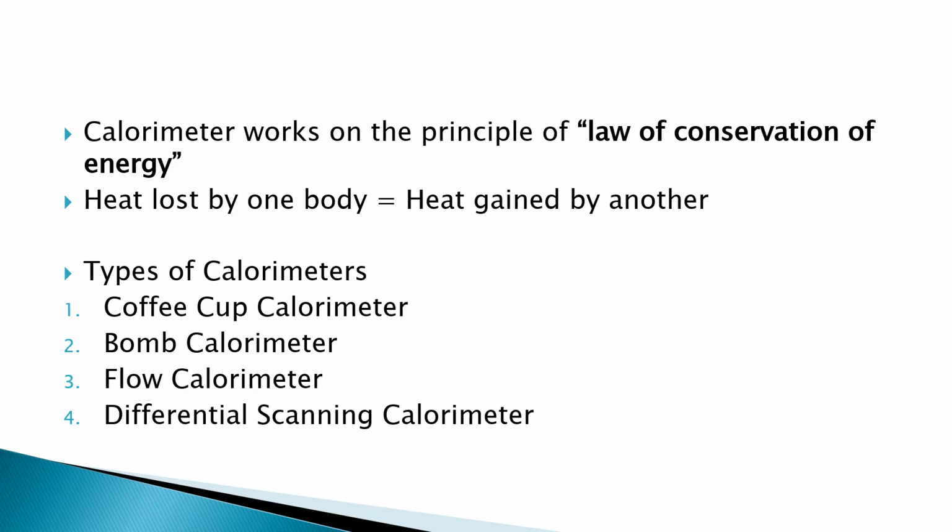A calorimeter works on the principle of the law of conservation of energy, meaning energy can neither be created nor destroyed. It can convert from one form to another. In terms of it, we can also say heat lost by the body is equal to heat gained by the environment. There are so many calorimeters, but now we are considering only four of these: coffee cup calorimeter, bomb calorimeter, flow calorimeter, and differential scanning calorimeter.